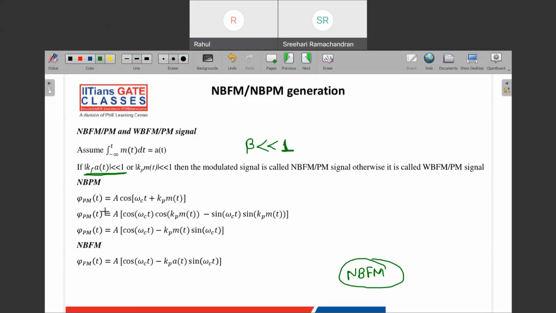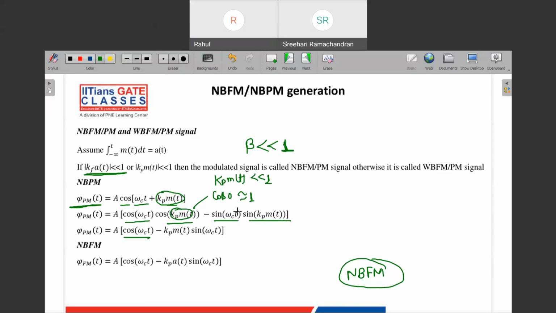So this is the phase modulated signal we know, and this term is much less than 1. Now let's expand this. This is cos(A plus B), so you can write cos A cos B minus sin A sin B. Now we know that this term is much less than 1, so this is very close to cos of 0, which is equal to 1. So you can just write it as 1 and be left with cos omega_c t.